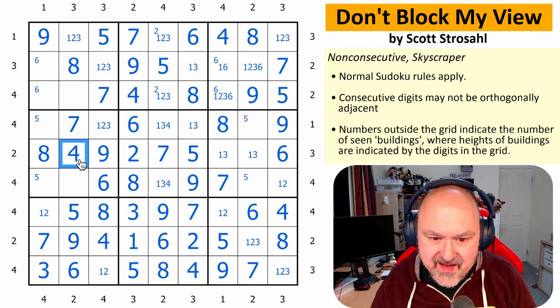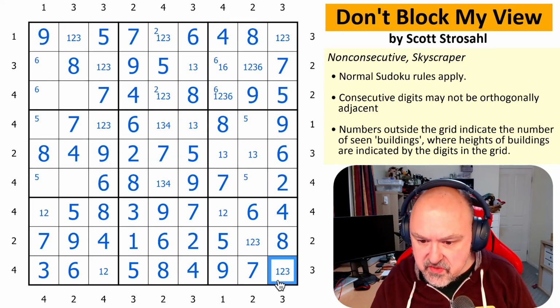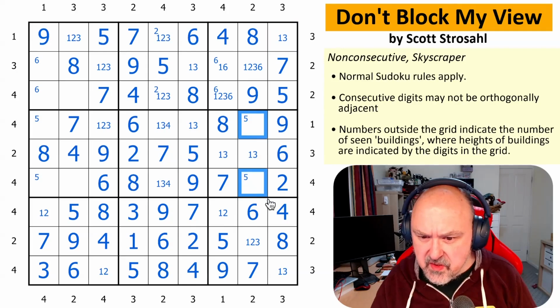So that's a 1-3 pair. That is a 4. So this is a 1-3 pair. So this is a 2. There is no 2 here, and there's no 2 here. So what are these? 1, 2, 3, 4, and 5. That's a 4-5 pair.